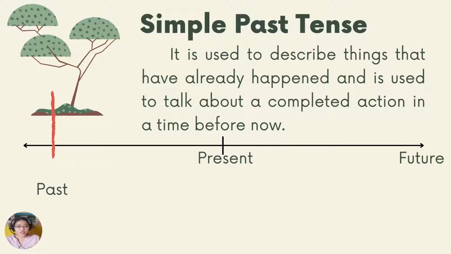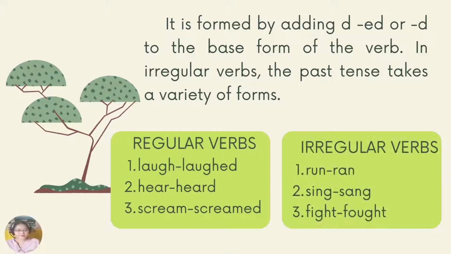Now, we are going to discuss the simple past tense. What is simple past tense? It is used to describe things that have already happened and is used to talk about a completed action in time before now. It is also formed by adding d or ed to the base form of the verb in regular verbs. The past tense takes a variety of forms.